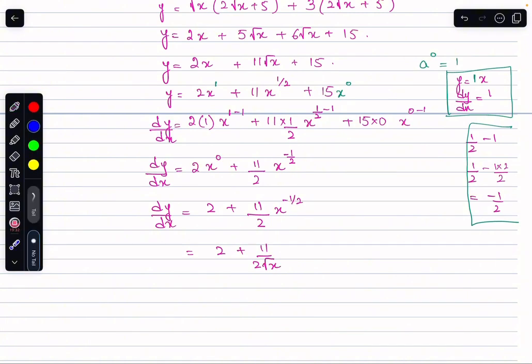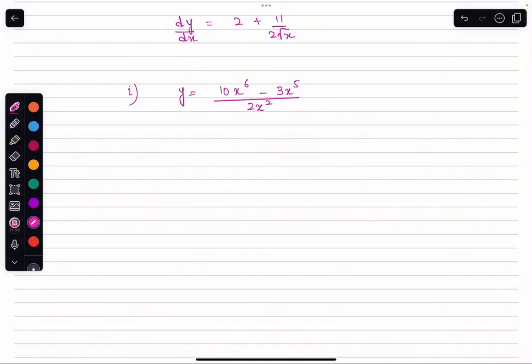So this is going to be the differential or the derivative dy by dx for the given y function here. The next question is y equals (10x to the power 6 minus 3x to the power 5) divided by 2x squared. Now to differentiate this question, what we can see here is that there are two terms in the numerator and then there is this denominator.